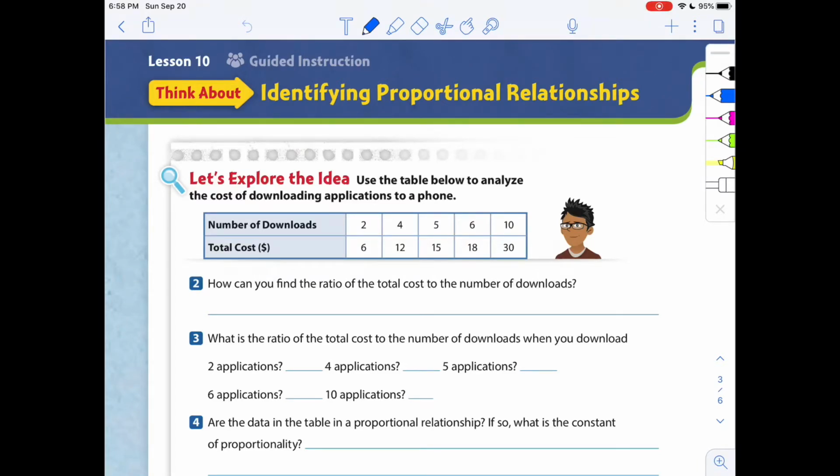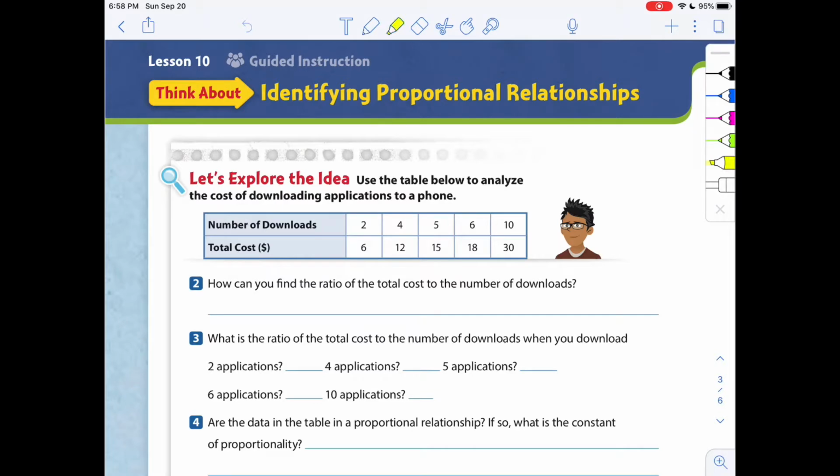In this lesson, we are going to continue talking about identifying proportional relationships and some other examples. Using the table below, analyze the cost of downloading applications to a phone.